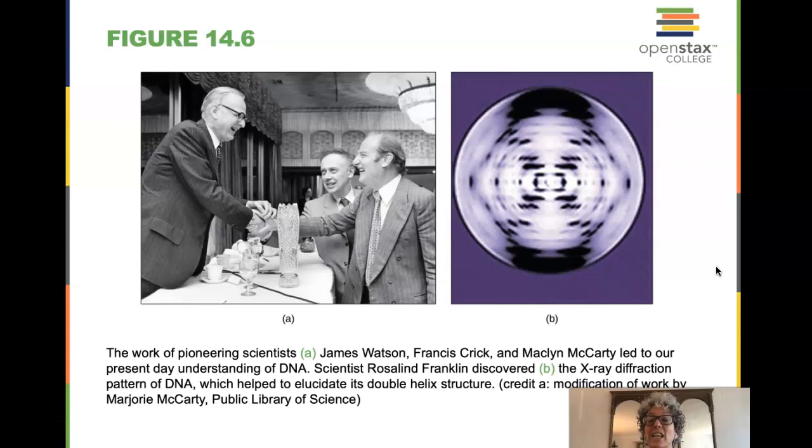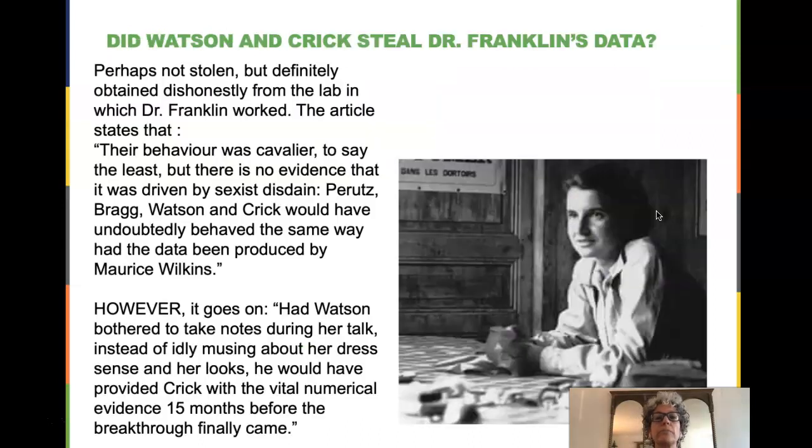Dr. Franklin did not get the Nobel Prize because she died before the prize was awarded, and Nobel Prizes are not awarded posthumously. There is controversy regarding how Watson and Crick obtained that X-ray crystallography that, since they knew how to read them, told them it was a double helix. From the articles I have found, the data wasn't particularly stolen, but they weren't exactly honest with how they obtained it.